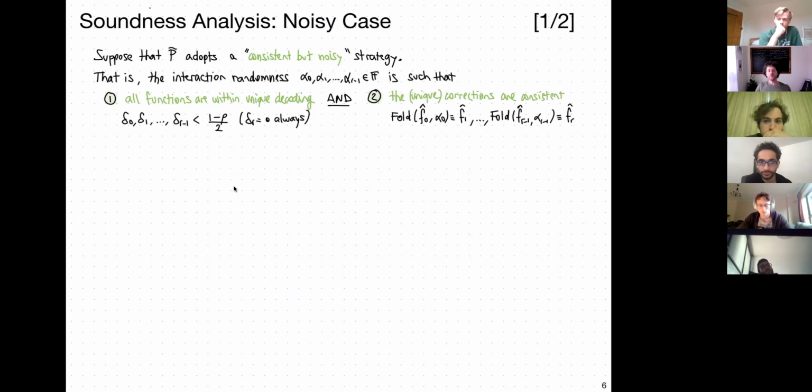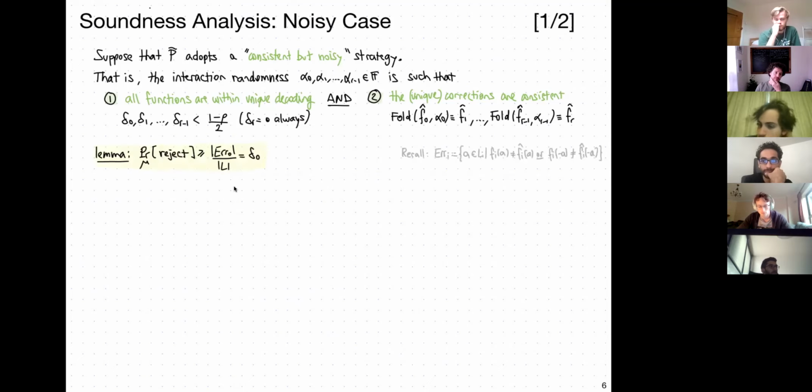Now, later we'll show that if one of these conditions is broken, for example, if you send me a function which is extremely far from low degree, then we can catch that. Or if you have a function which is not a folding, then in the consistency check we will find it. So in some sense, to me, this is the interesting case, or the subtle one.